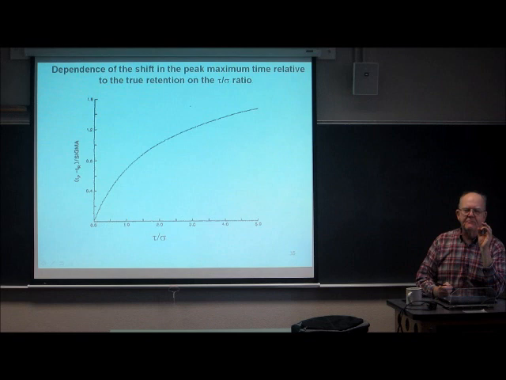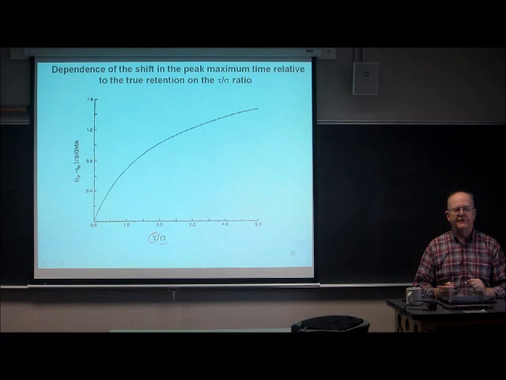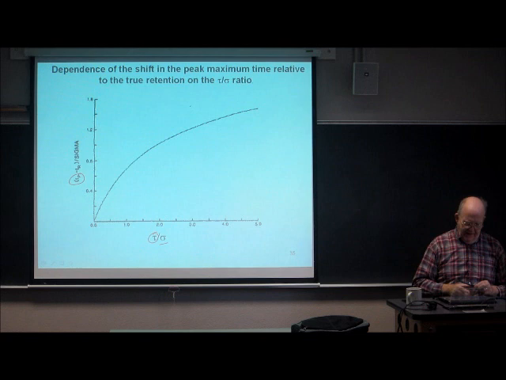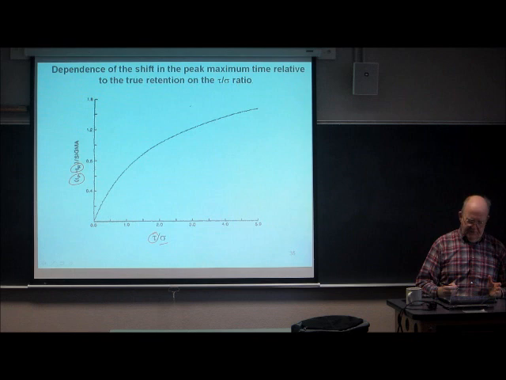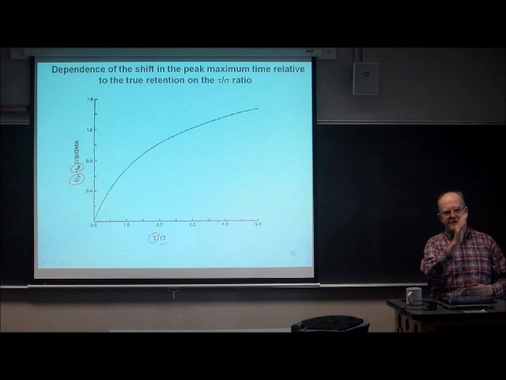The peak maximum will shift as you increase tau relative to sigma. So this is the difference between the position of the peak apex, the top of the peak, and the true retention time if you had a zero time constant relative to sigma. And you see that the peak shifts out and out and out as you increase the time constant.